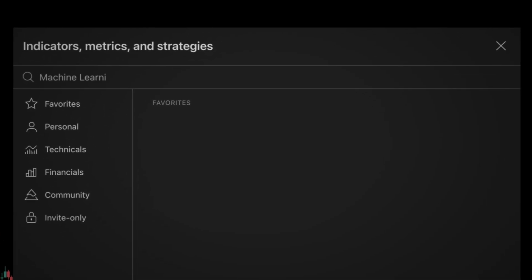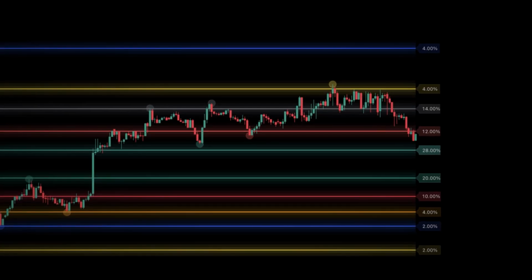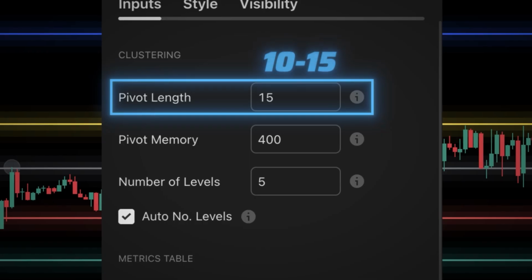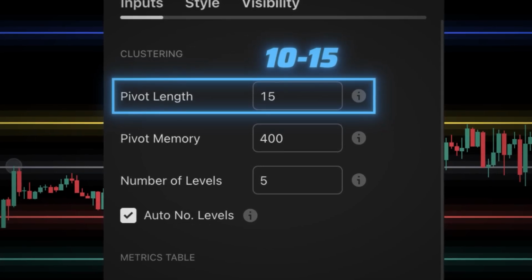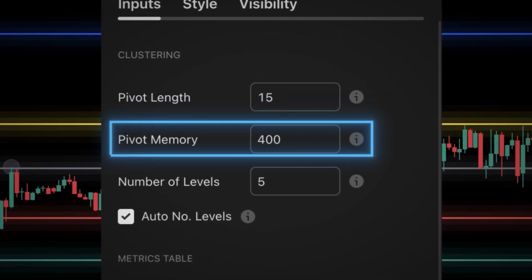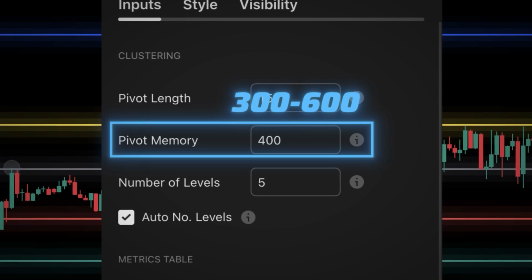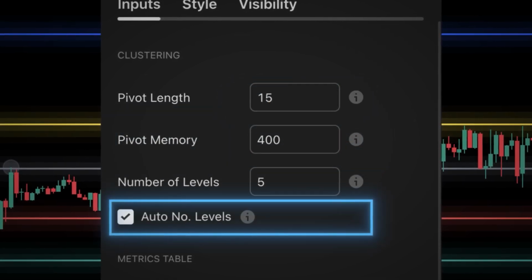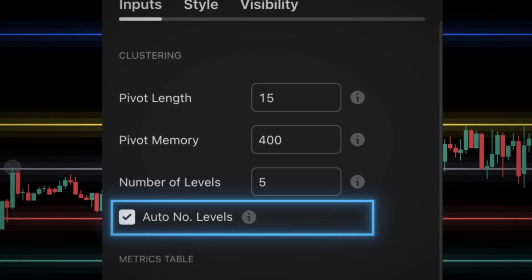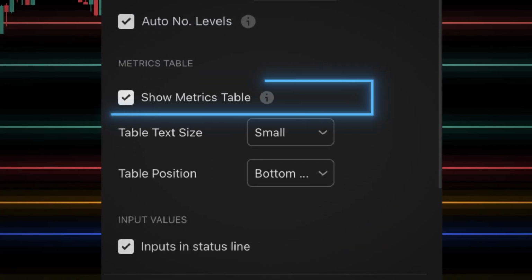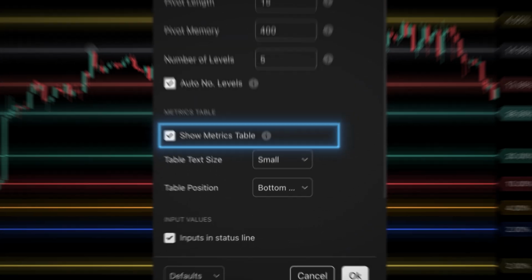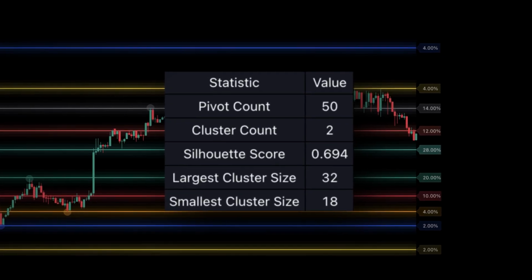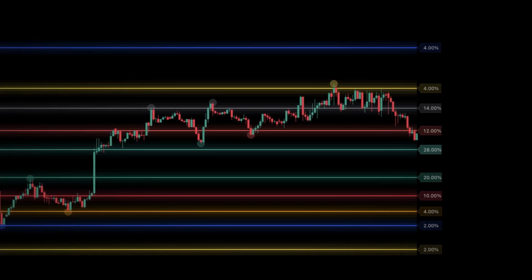Add Machine Learning Key Levels by AlgoAlpha to a clean 1-hour chart. Set pivot length to about 10 to 15 so you catch real swings, not scalp noise. Set pivot memory to roughly 300 to 600 so you have enough history to smooth without going sluggish. Turn auto number of levels on so the tool auto picks how many levels actually exist. Turn metrics on so you can see how many votes each level has and how tight those votes are. That's it. No tinkering midstream.